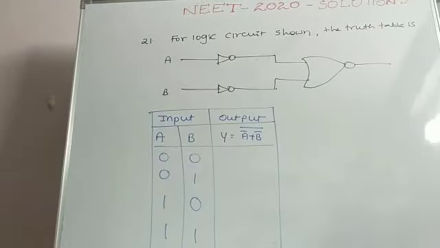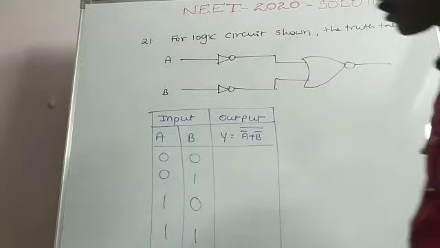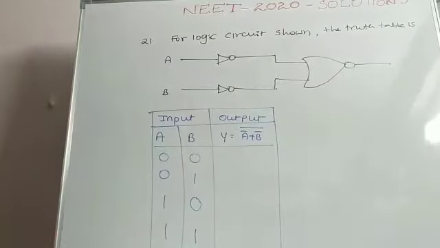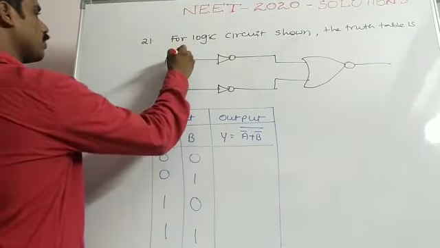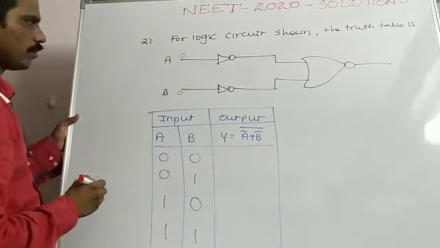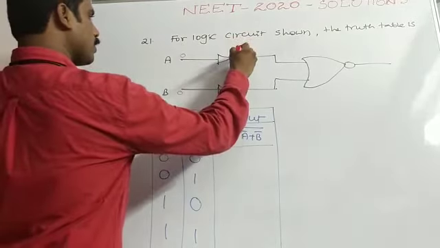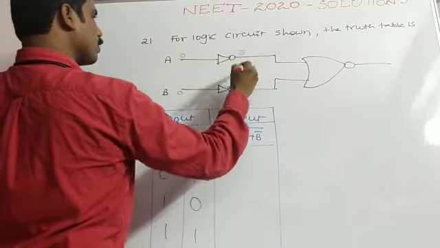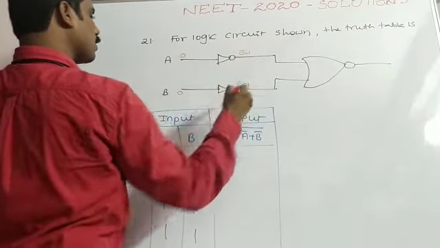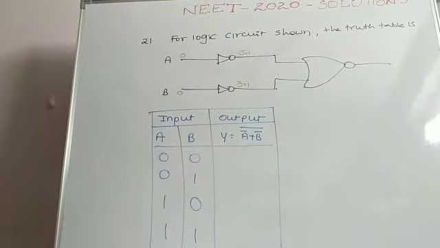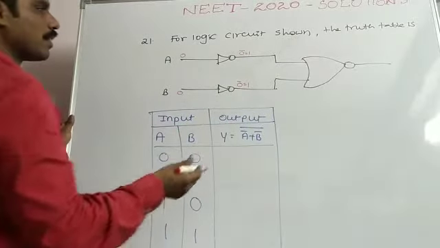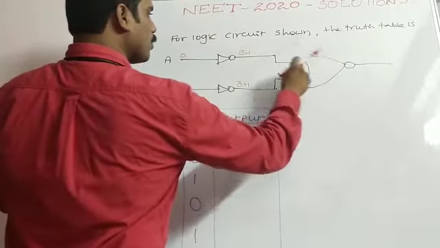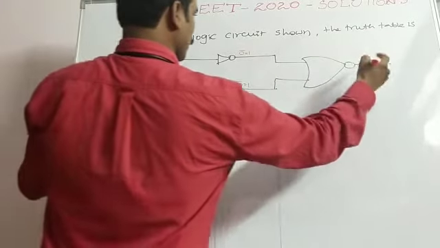Here we are provided with a logic circuit, and we need the truth table. Let us consider the first input given as 0, 0. Then the output will be 0 bar equal to 1. As it is the OR gate, for this OR gate the inputs will be 1, 1.